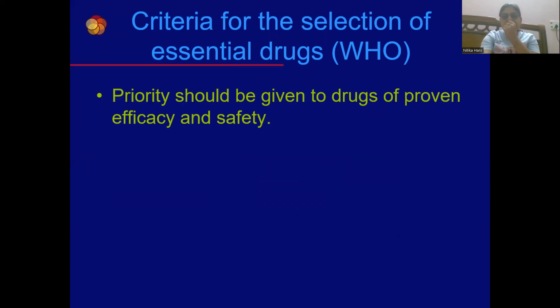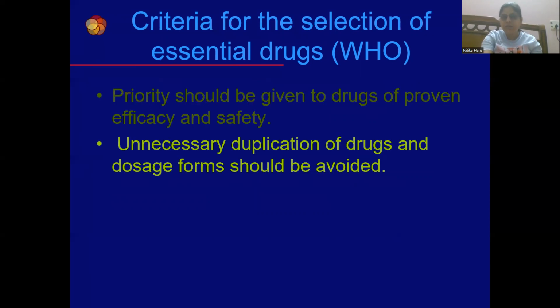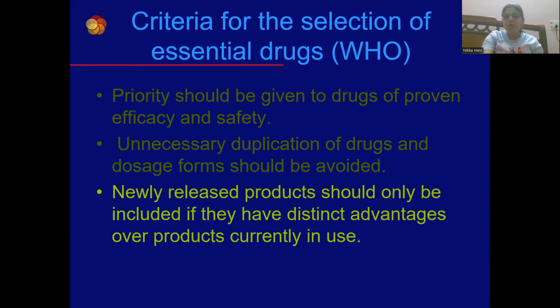Criteria for selection of essential drugs. Priority should be given to drugs of proven efficacy and safety. Those drugs which have proven efficacy and safety are mostly given. Unnecessary duplication of drugs and dosage forms should be avoided. Because we are not going to duplicate the drugs, like giving one drug from the same group, or giving 2 drugs from 2 different groups. This duplication of drugs and dosage forms should be avoided.